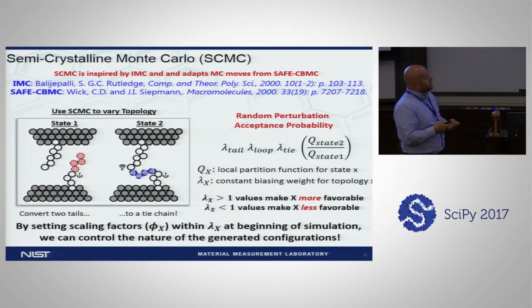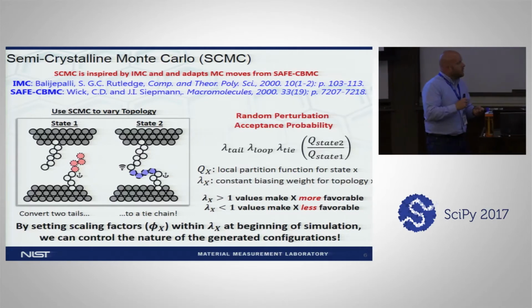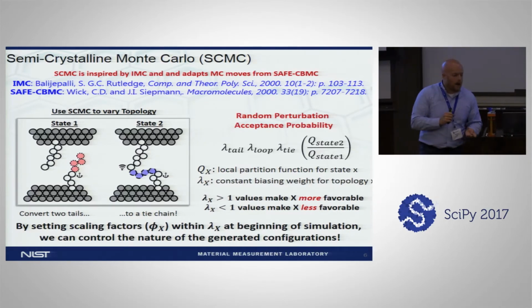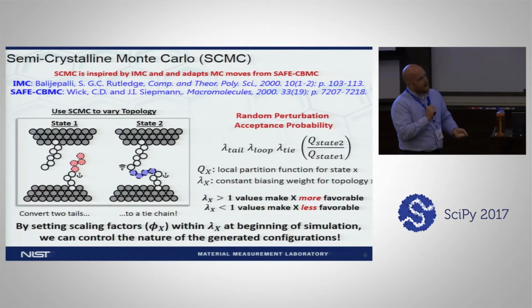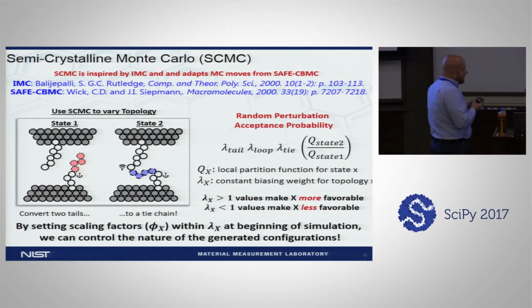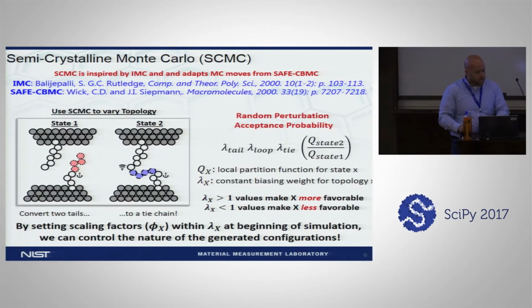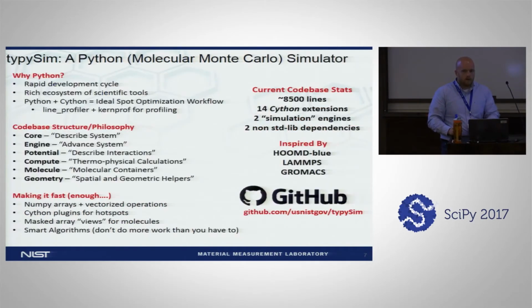And even more important than both of those things is that we can do it in a controlled way. We can tune these biasing factors so that we can make it either more favorable or less favorable for the system to destroy tail chains and make tie chains, or vice versa. And so we can set these scaling factors at the beginning of a simulation and in turn control the relative propensity for forming tails, loops, and ties. And this really gives us what we need in order to generate not only controlled crystalline morphologies, but an ensemble of controlled amorphous morphologies.